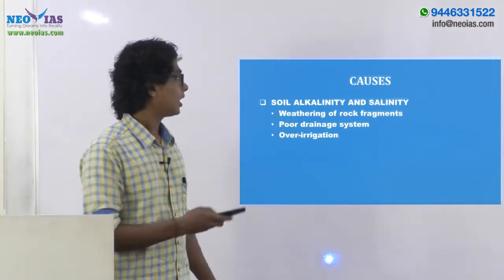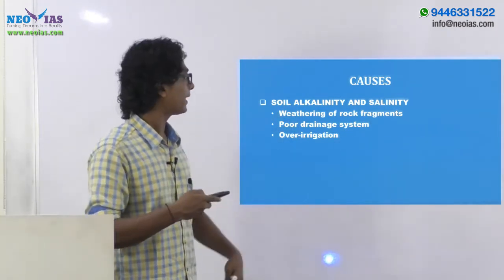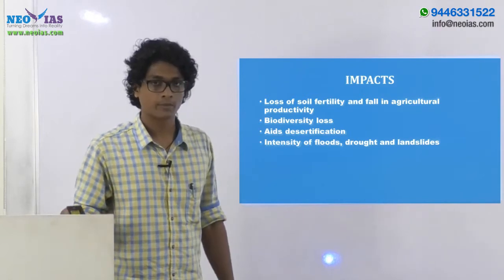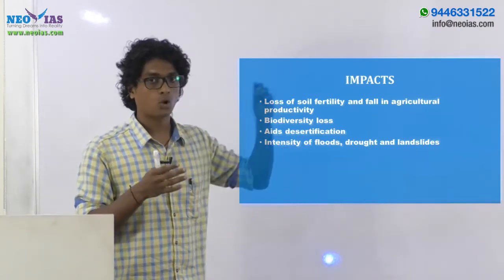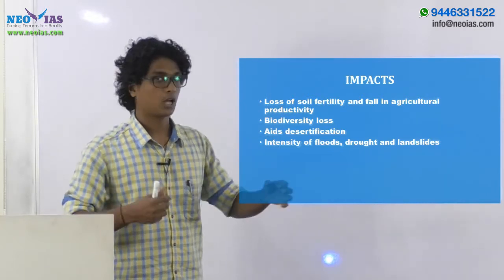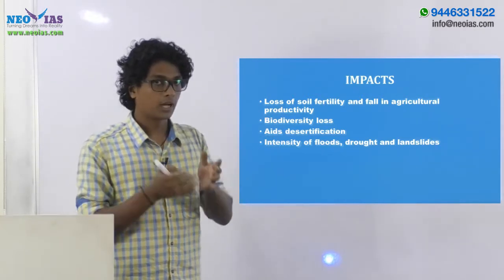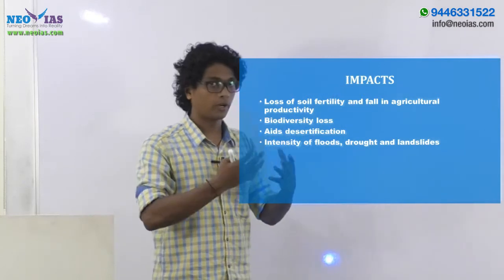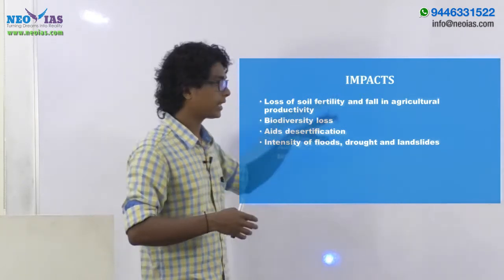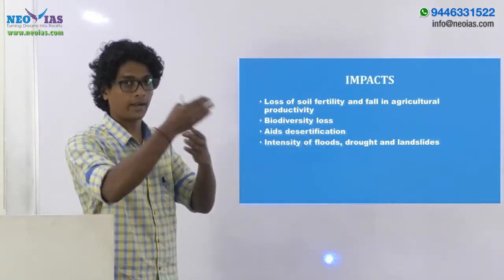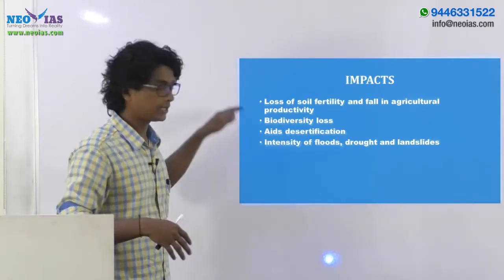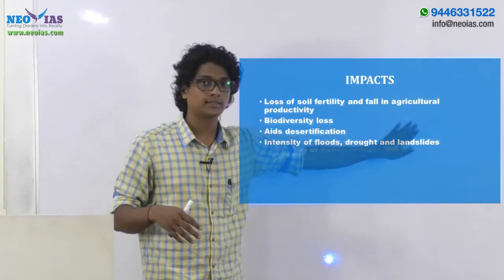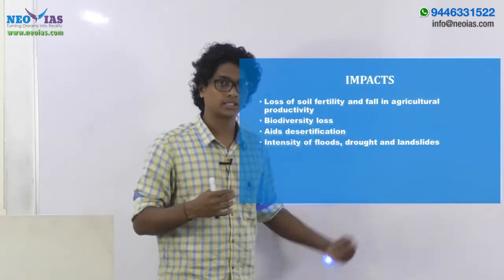Now let's see what the impacts of this soil degradation are. In this question, the major subheadings are causes as well as solutions, so you should limit your word count regarding the impact. Try to bring up only the important impacts of soil degradation. Here the major impact is the loss of soil fertility, and the direct impact is a fall in agricultural productivity.